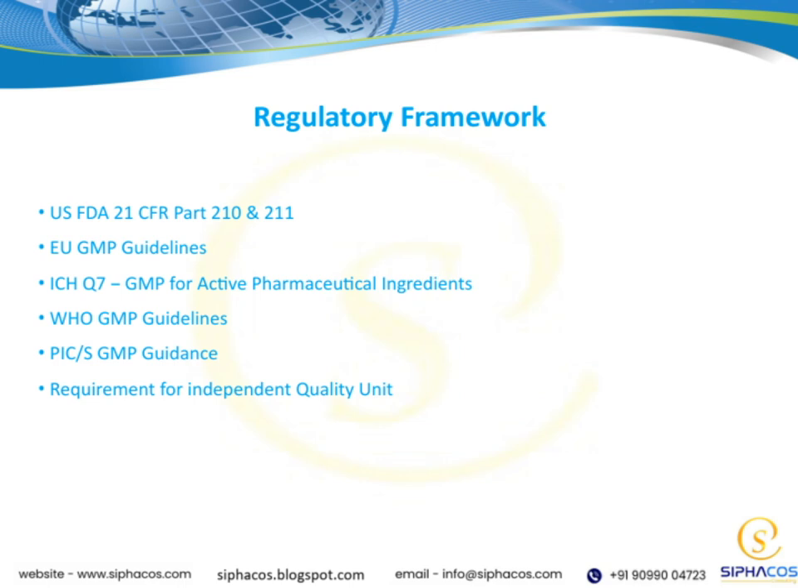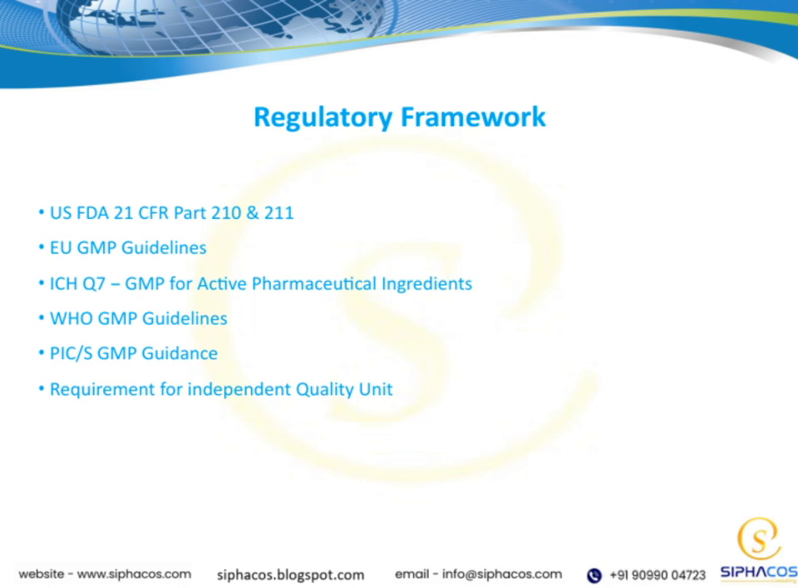Moving to Europe, the EU GMP guidelines serve as the cornerstone for pharmaceutical manufacturing within the European Union, promoting high-quality standards and consistent practices across member states. Then there's the ICH Q7 guideline, which focuses on GMP for active pharmaceutical ingredients, or APIs. This guideline is crucial because APIs are the active components in medications, and ensuring their quality directly impacts patient safety.